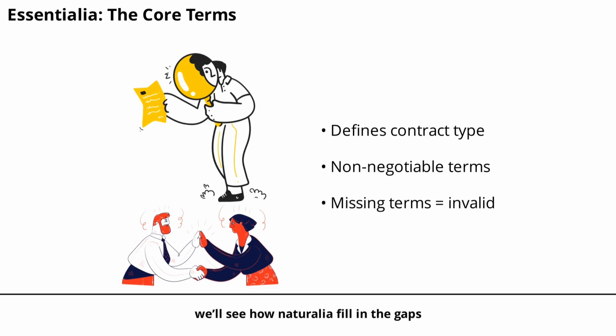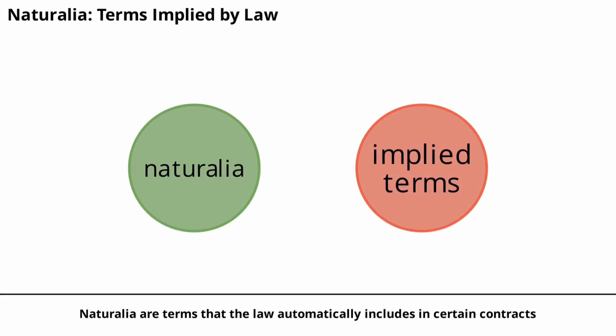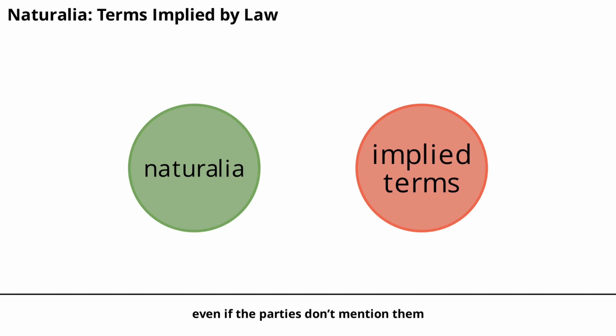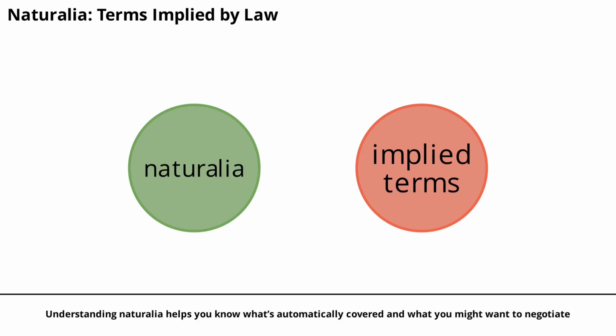Next, we'll see how naturalia fill in the gaps. Naturalia are terms that the law automatically includes in certain contracts, even if the parties don't mention them. For example, in a lease, the law might imply that the tenant can use the whole property. These terms protect both parties and ensure fairness. If you want to change a naturalia, you must specifically agree to do so in your contract. Otherwise, the law's default rules apply. Understanding naturalia helps you know what's automatically covered and what you might want to negotiate.